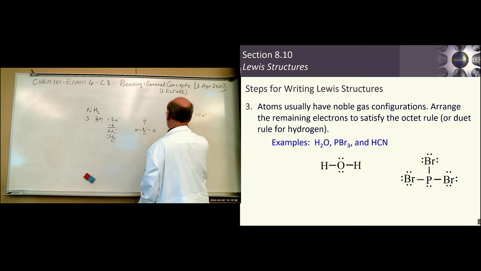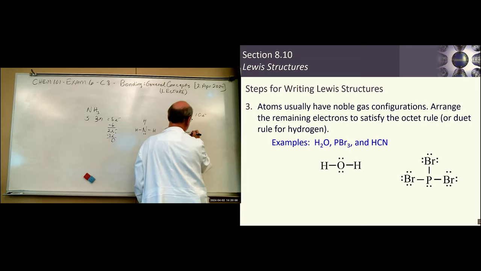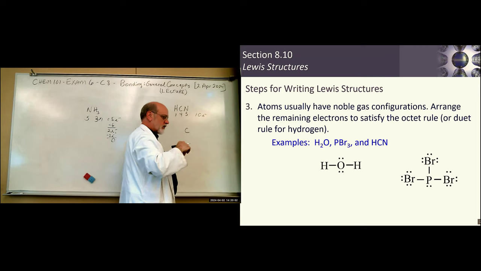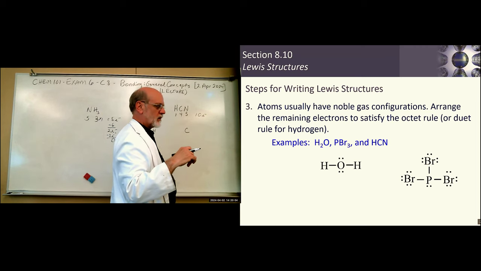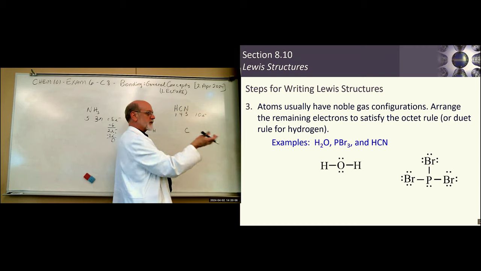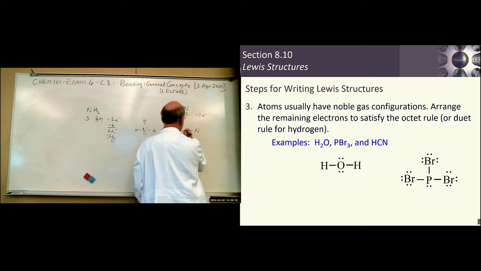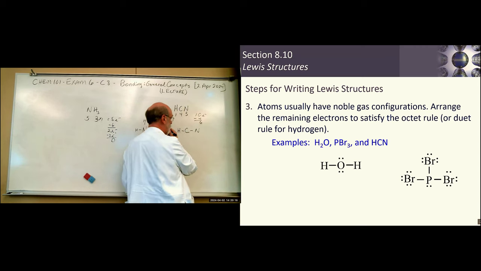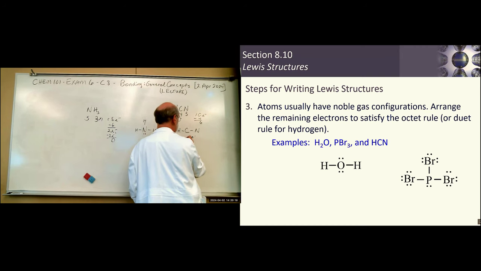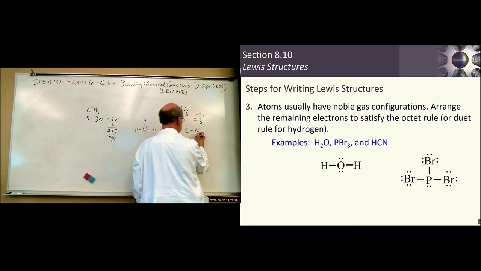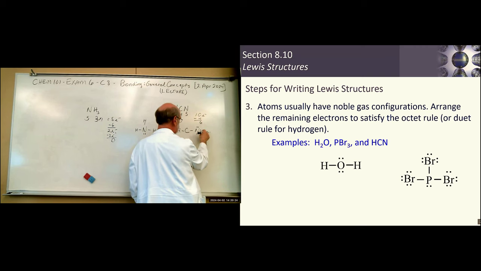So the one to the left is carbon. Carbon goes in the middle. And what we're trying to do is we put the more metallic one, the one that's closer to the metals, in the middle. So we got nitrogen here and hydrogen here. We've used up 4. That means we have 6 electrons left. Okay, where do they go? Well, we start from the outside in. The outside is nitrogen. 2, 4, 6, 8.